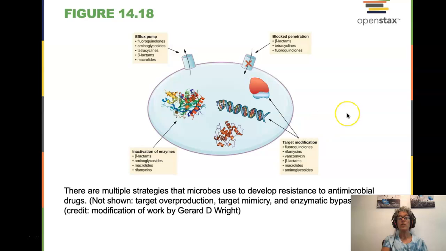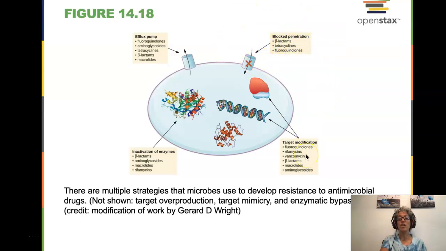This is showing us how microbes can become resistant. First part of this was how do we get antimicrobials to eliminate microbes. Now the microbes laugh at us and say, not today. So we can prevent the drug from entering. So beta-lactams, tetracyclines, and fluoroquinolones, bacteria have ways of blocking their entry. They're large molecules. They can develop ways of blocking the entry of those drugs.